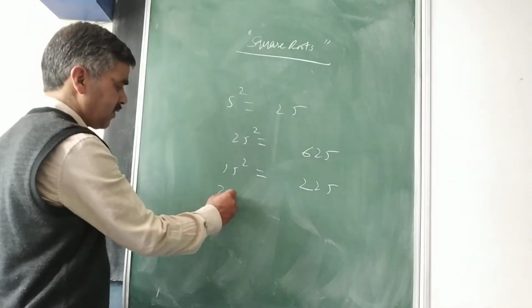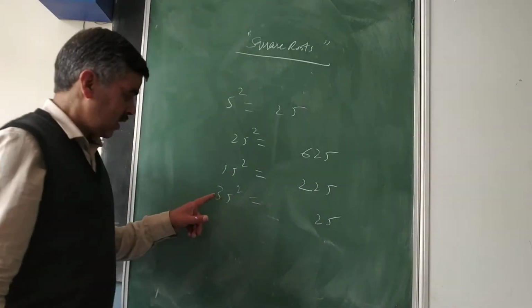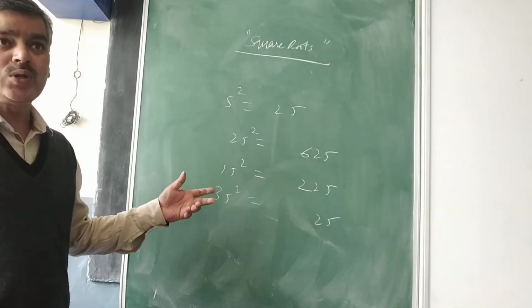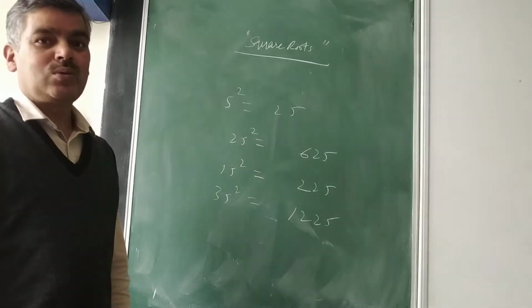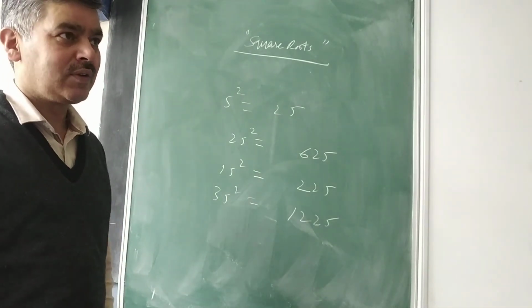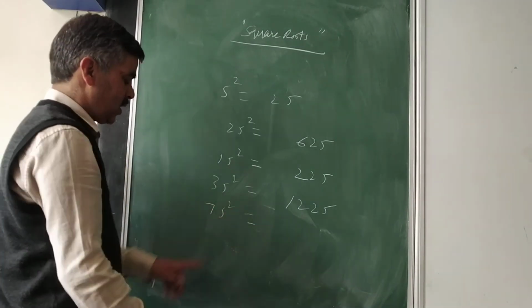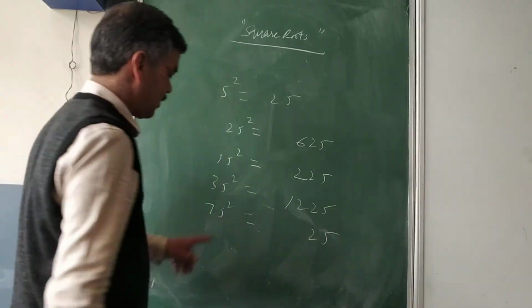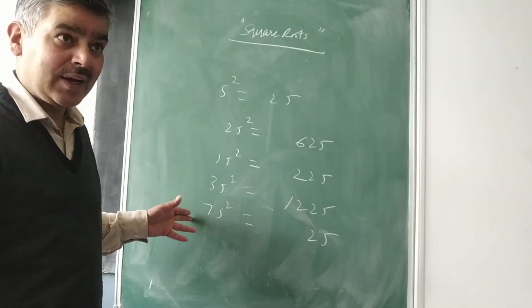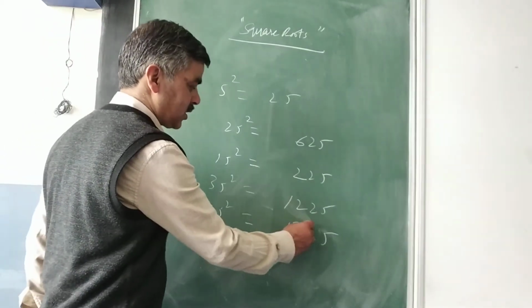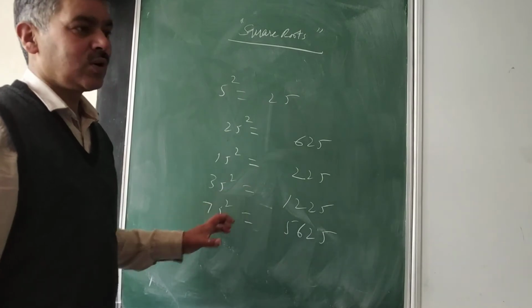Suppose I am taking 35. If it is 35 square, what is the square of 5? 25. Now the predecessor is 3. Add 1 to 3, that is 4. 4 3s are what? 12. So the answer will be 1225. Similarly, you can try for, like, suppose I am saying 75 square. So 5 square is again 25. What is the predecessor? 7. If I add 1 to that, 7 plus 1 is what? 8. And 8 into 7 is what? 56. So the answer is 5625.